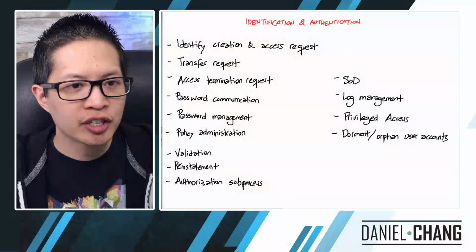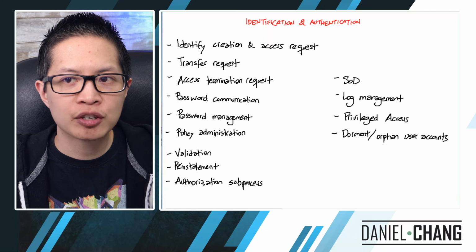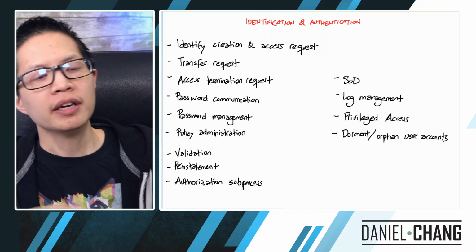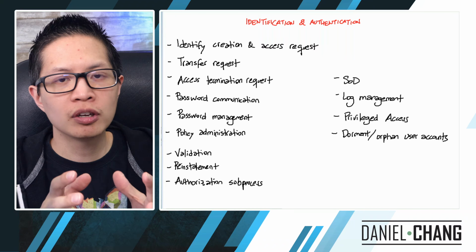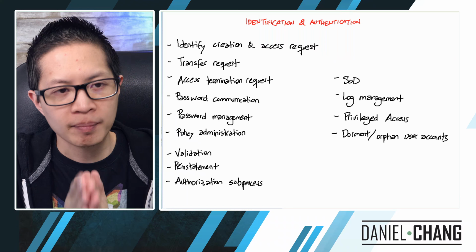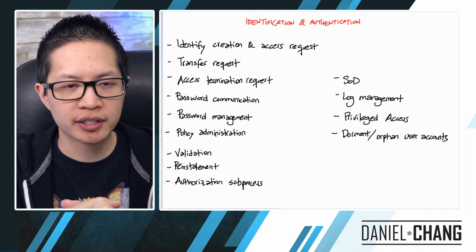With that, let me share my screen over here. I have some of the areas, actually all the areas that the CISA exam wants you to know in terms of the controls, areas, risks, and what to think about from that perspective. The first one, we need to identify the creation and access request.